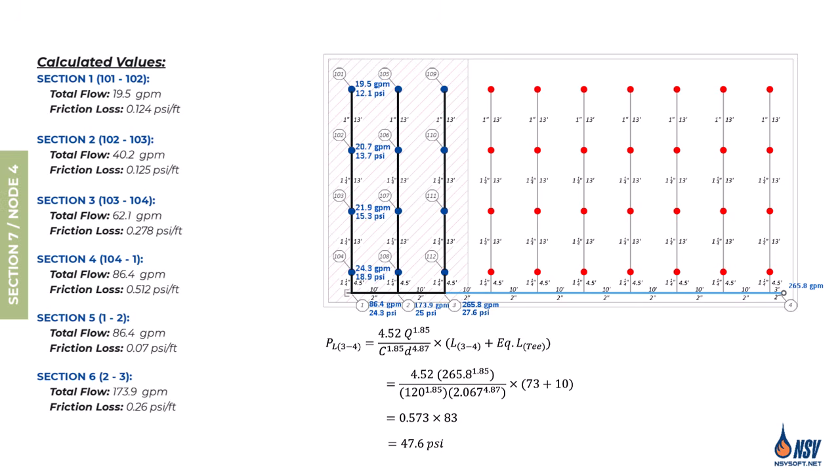It's important to note that all other T-fittings at the intersections of branch lines and the cross main are ignored, since they do not change the flow direction and therefore do not contribute to minor loss. Based on the pressure at Node 3 and the calculated pressure loss in Section 7, the resulting pressure at Node 4 is 75.2 pounds per square inch.